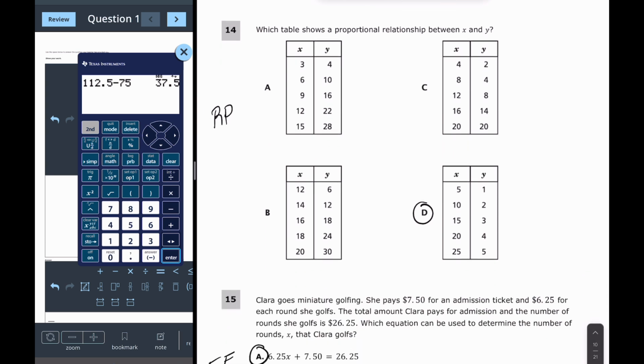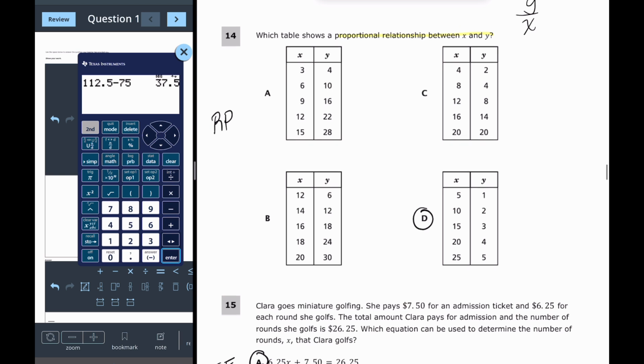For number 14, I want to know which of these represents a proportional relationship. Again, that means that all of these had to be proportional to each other. So thinking about the y over x, they would have to be the same when you simplify it, or just equivalent fractions. So for D, I can see that 1/5 is the same as 2/10. I know that is true.